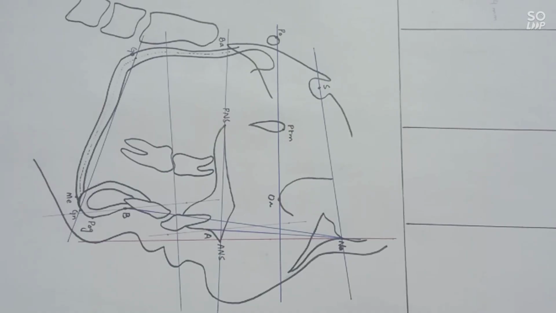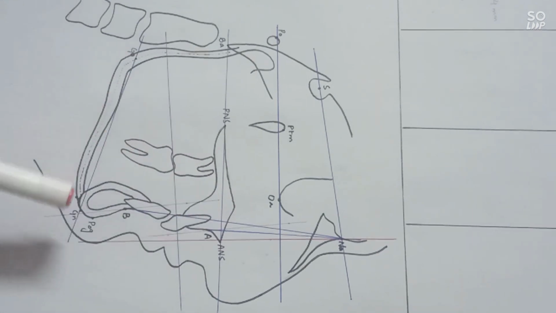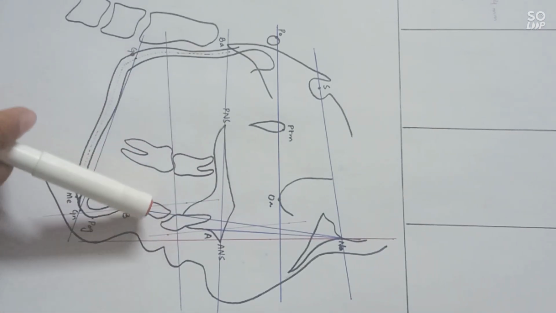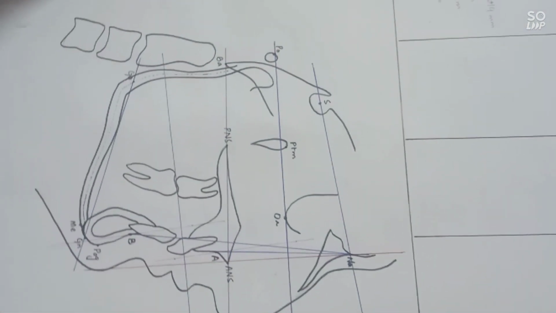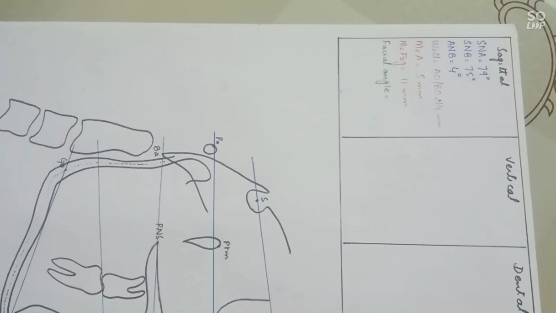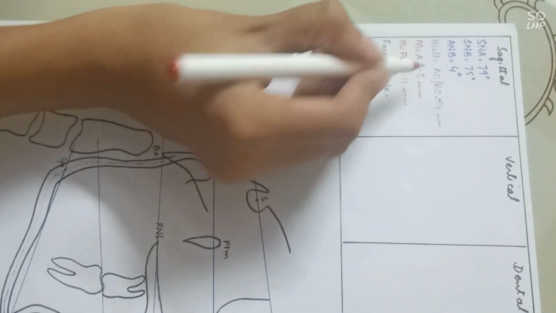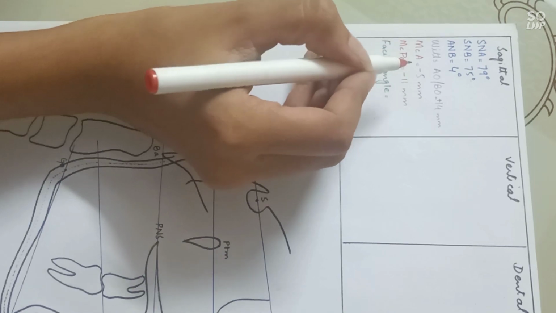Again, in this, we have to check whether the measurement is positive or negative. If our structures are beyond the line drawn, they are positive, and if they are behind the line, they are negative. So our point A and POG both are behind the line, so the reading of both of these is negative: -5 millimeters and -11 millimeters.